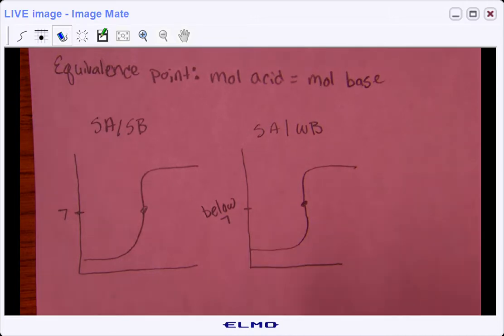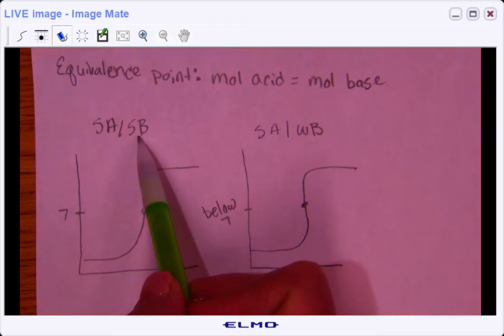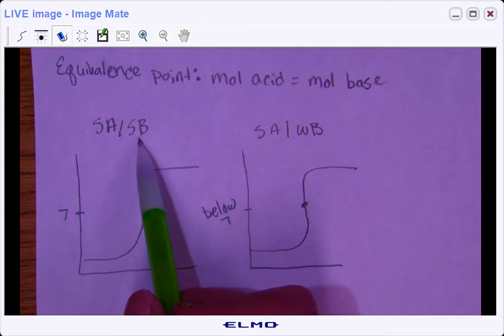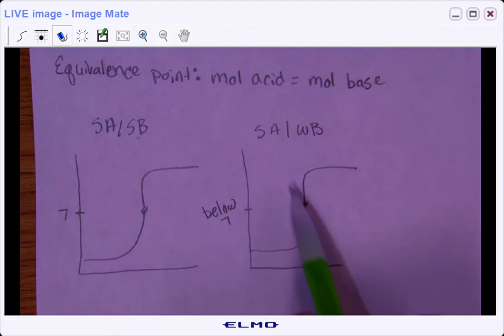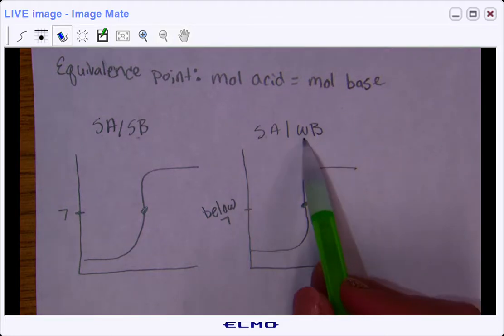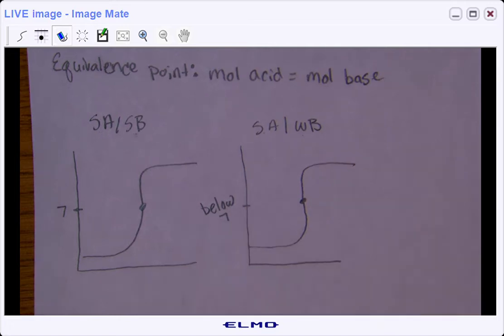Now let's think about this. If I do a strong acid and a strong base, both of these go 100% to completion. So I have 100% H plus and 100% OH minus, so my pH is at 7. Here, I have a strong acid that goes 100% to H plus. A weak base only produces some hydroxide ions. So my strong acid goes to completion, bringing my pH at the equivalence point below 7.